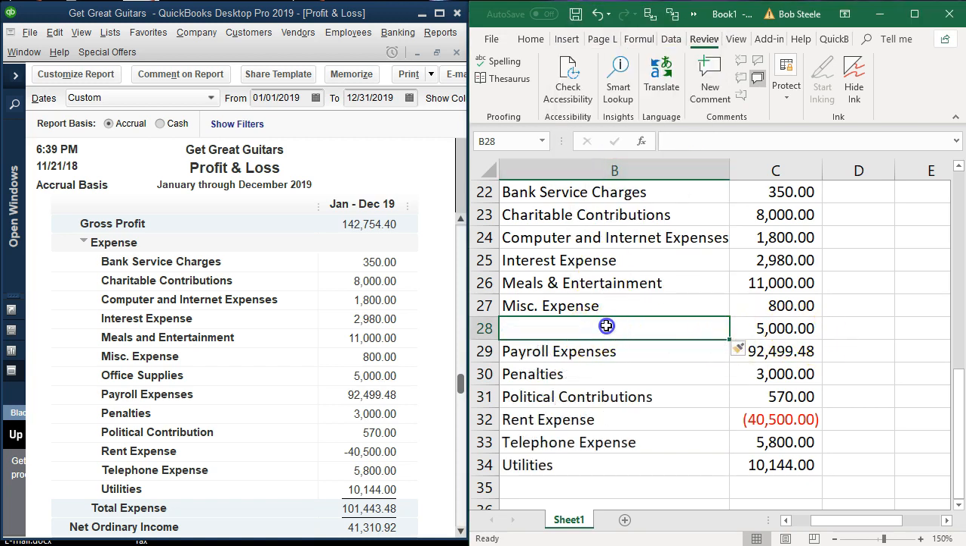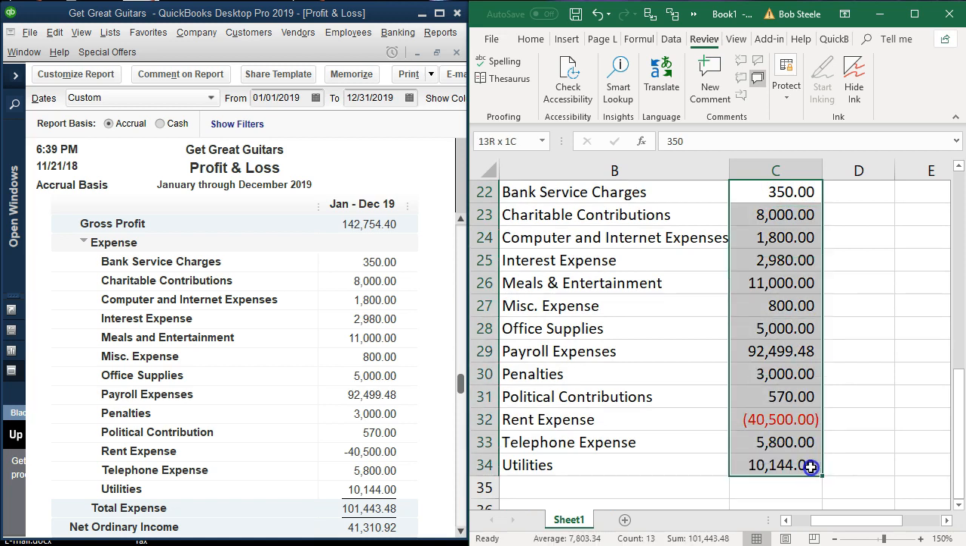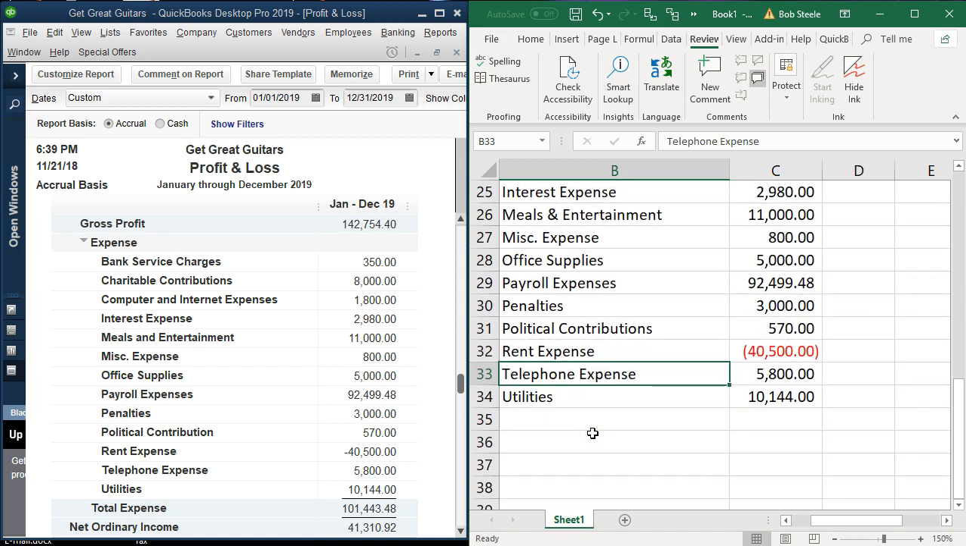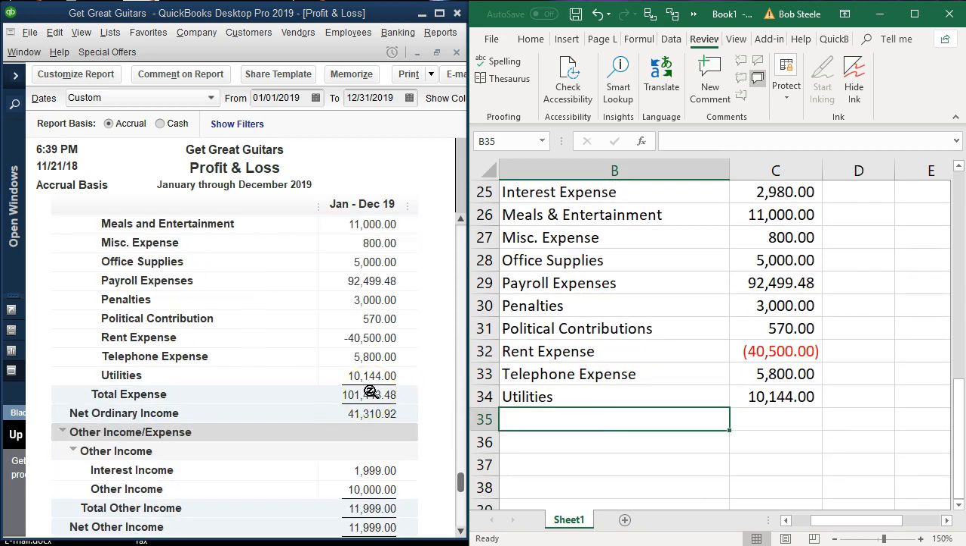So it doesn't move this down, it moves this down. And then we have the office supplies. So there we have that. Everything else looks like it's lining up. If I was to add up just the expenses, it started here, bank service charges, down to here, it adds up to 101,443.48. So again, you could do that pretty quickly. You want to go back and double check everything's okay, but just to show you that it's fairly easy to take this and put the information in, even if there's a lot of expense accounts.